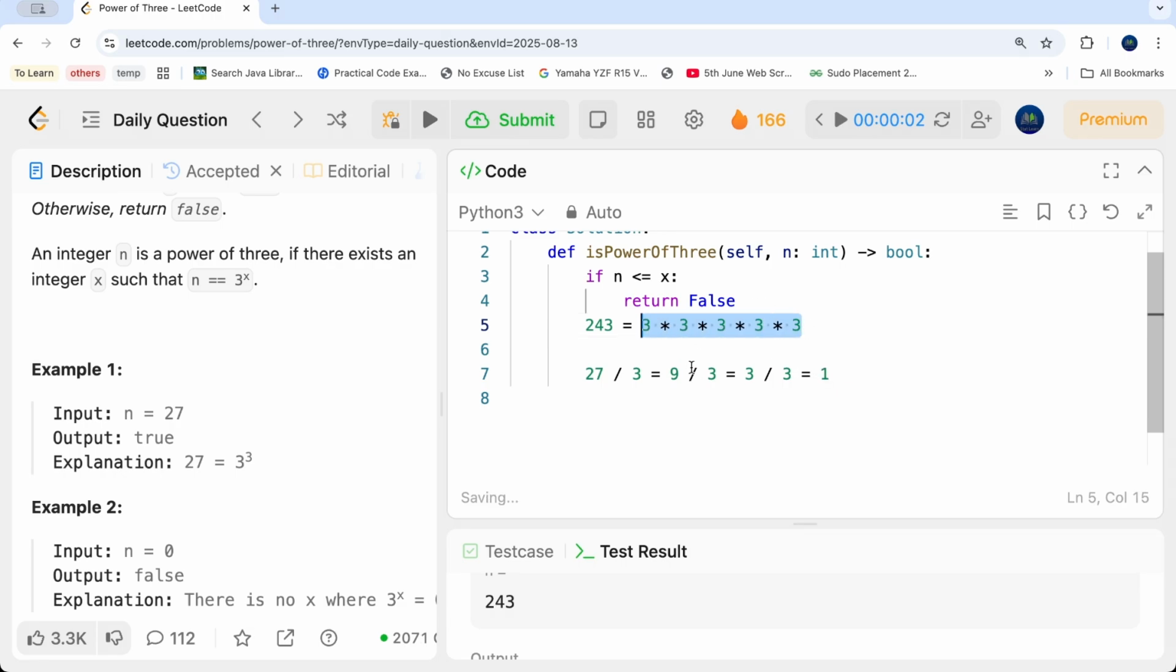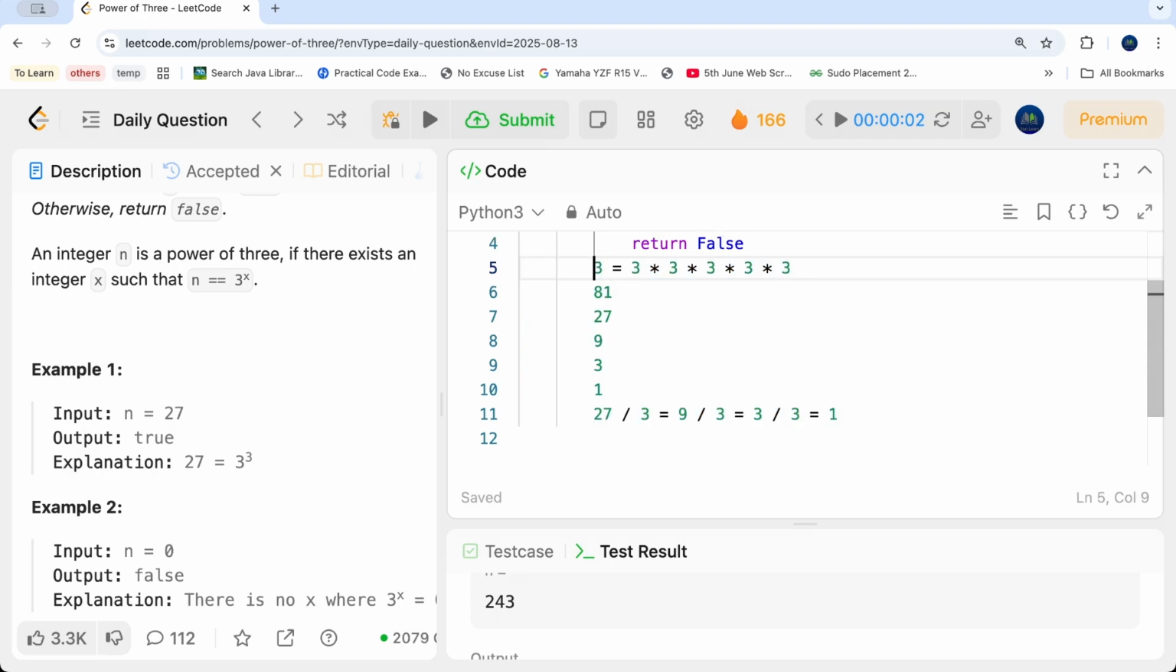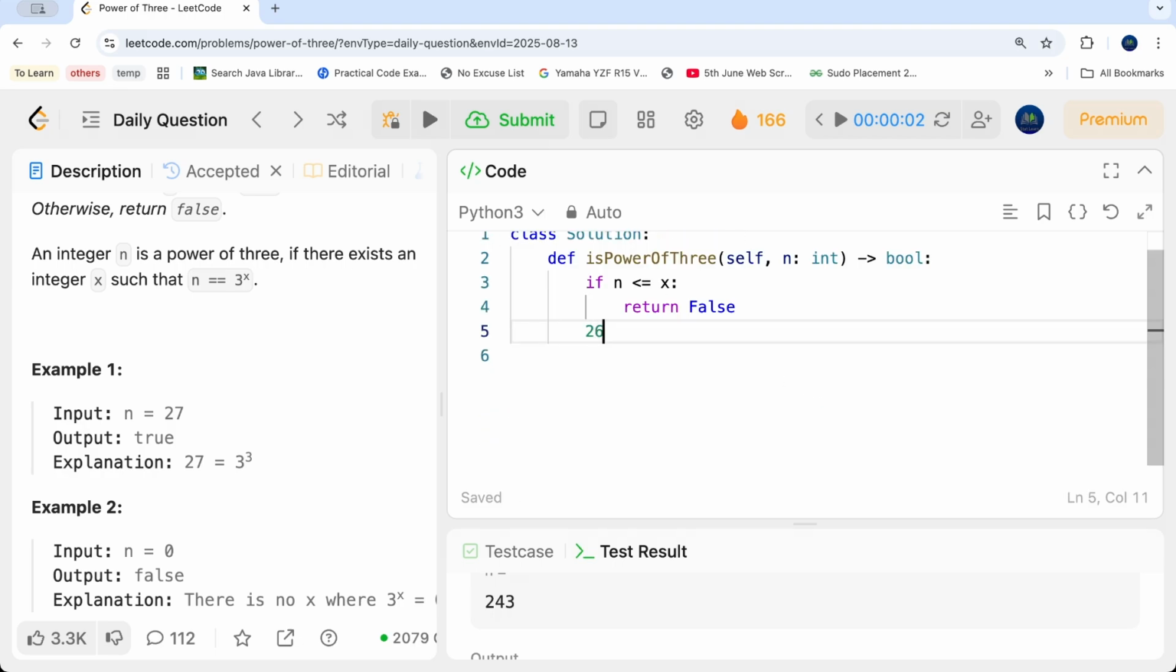Now if you keep dividing 243 by 3, you will first get 81, then you will get 27, then you will get 9, then 3, then 1. So if you keep dividing your number by 3, you will ultimately get 1, and you will be able to divide your number by 3 with no remainder left. For example, let us talk about a false scenario. Let us talk about a number which is not a power of 3, 26.